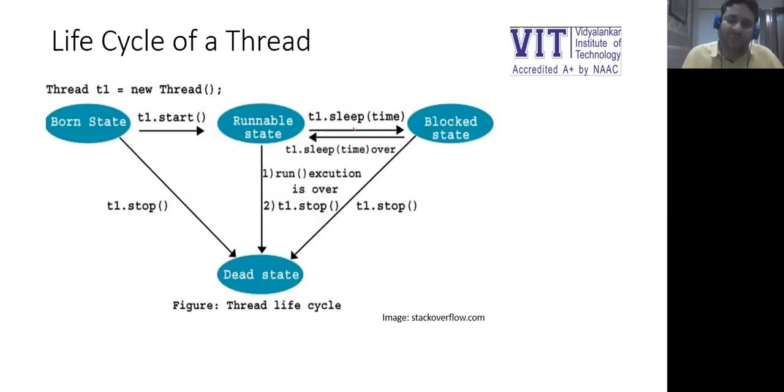Now you must understand the sequence. We create a thread object and we call the start method. We never call the run method, because once you call the run method explicitly using the thread object, it will not be multi-threading, it will be a normal function call. So this is about the life cycle of a thread.